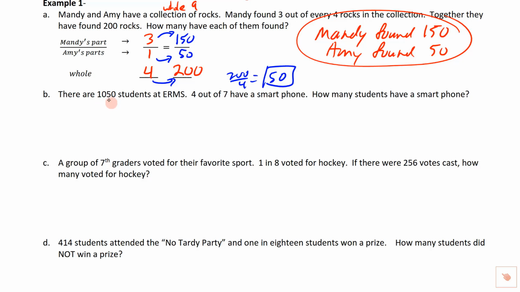So here we go. There are 1,050 students at ERMS at Elkridge Middle School. 4 out of 7 have a smartphone. How many students have a smartphone? So 4 out of 7 have a smartphone. So have 4 out of 7. So what that means is the whole group is 7.